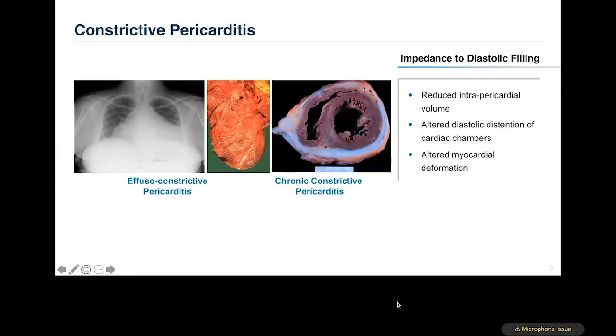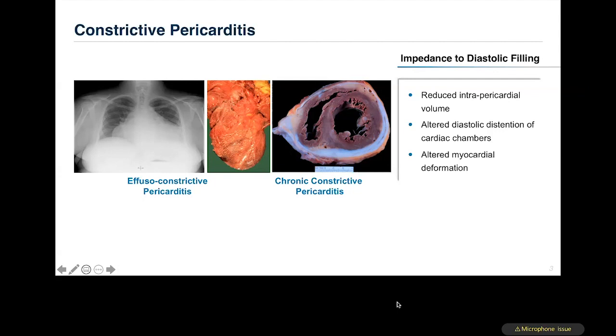Now, constrictive pericarditis develops whenever you lose these functions of the pericardium. Particularly, it alters the distension of the cardiac chamber. It has a constricting element. So during the phase of diastole, the intrapericardial volume is reduced. So the diastolic distension of the chambers is compromised.